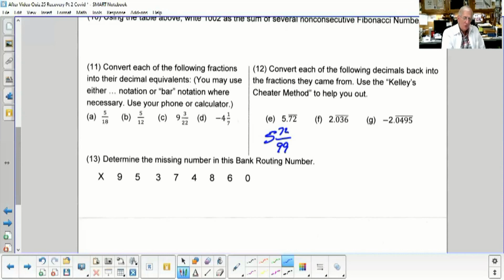F would be 2, right? And there are 3 numbers repeating there, so you put 036, or you can just put the 36 if you want, over 999. And for G, you would use -2, and I'm going to leave this arrow off. I would put the 495 over what? 4 9s. Are you required on the test to reduce those? No, you are not.